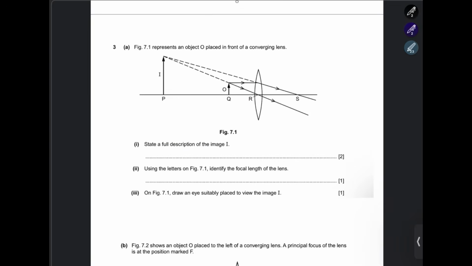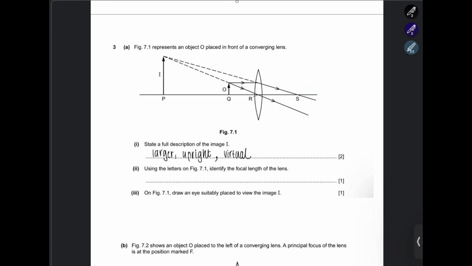This figure presents an object O placed in front of the converging lens. This is object O over here. State the full description of the image I. Okay, so you can see that this image is larger than the object. It's upright. Both of the arrows of the object as well as the image are pointing upwards, and this image is virtual. The lines are not actually meeting together, right? It's just that they appear to meet. So this is a virtual image.